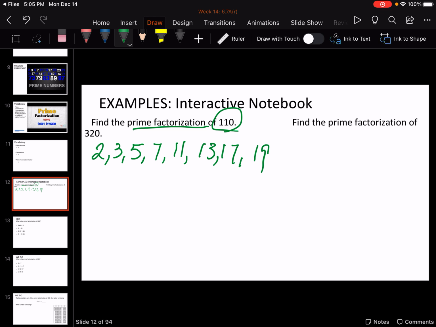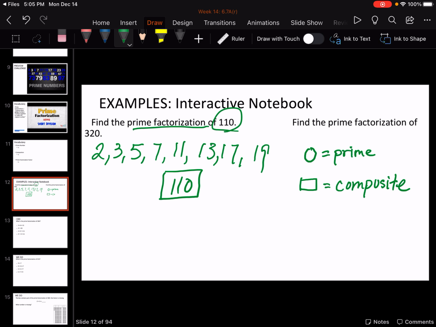Now, we're going to start at the top, 110. I'm going to box it to represent my composite number, which means that there are more than 2 factors. Circles represent my prime numbers, and the box represents my composite number. Now I'm going to branch it off.